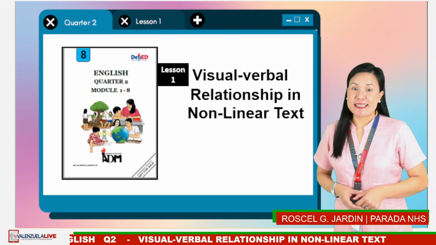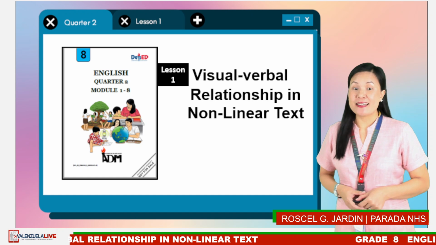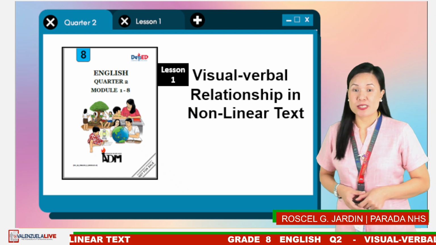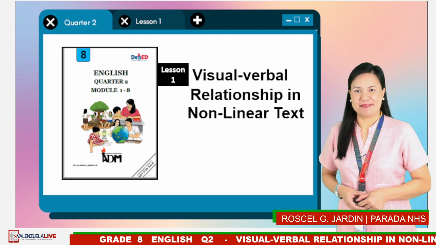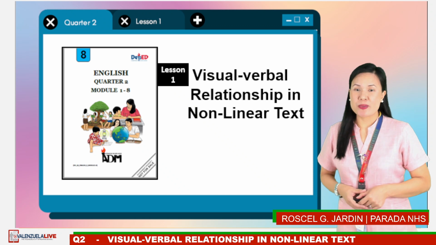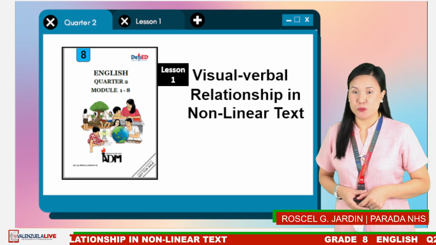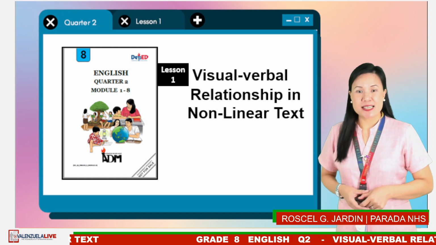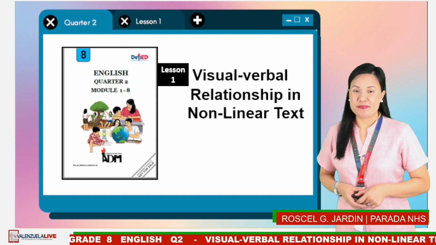We will utilize the alternative delivery mode module about visual-verbal relationship in nonlinear texts. This lesson will help you learn how to make meaning using nonlinear texts as presentation of people, objects, and places. I will take you on today's learning journey as we explore the different bits of information presented on your alternative delivery mode, or ADM. Some of the gray areas of the discussion will be tackled in your follow-up discussion. That is why you must attend your online follow-up discussion.